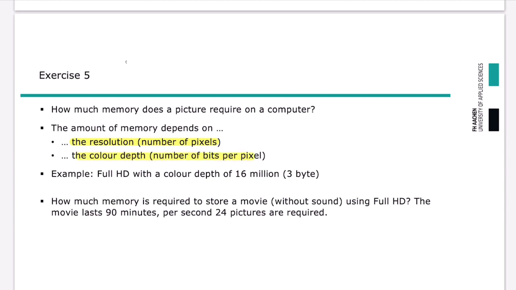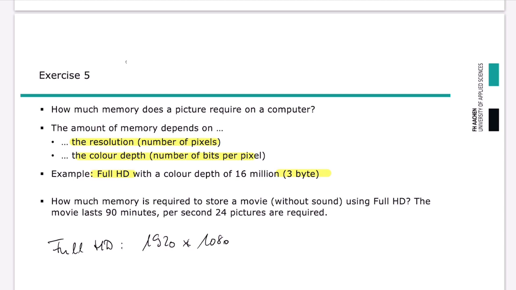The first is full HD for the resolution, and then color depth of 16 million, which is the same as 3 byte per pixel. So what is full HD? Full HD is specified as 1920 pixels times 1080 pixels. So you have 1920 in the horizontal and 1080 in the vertical dimension.